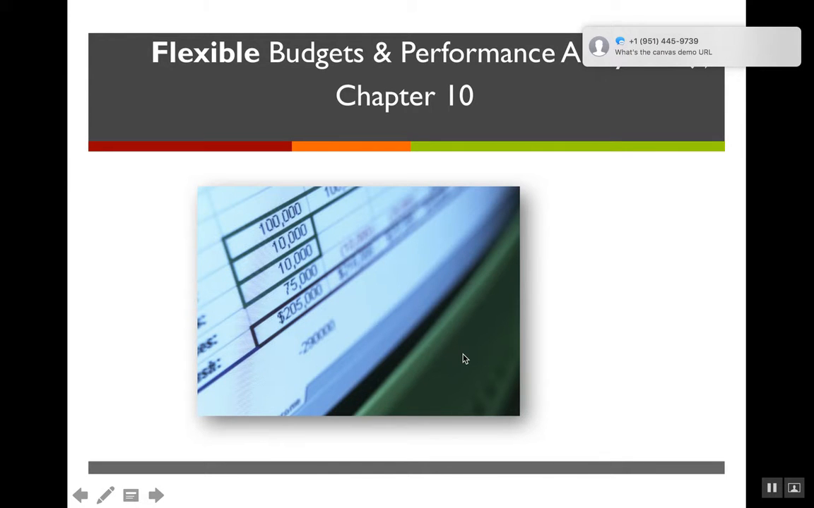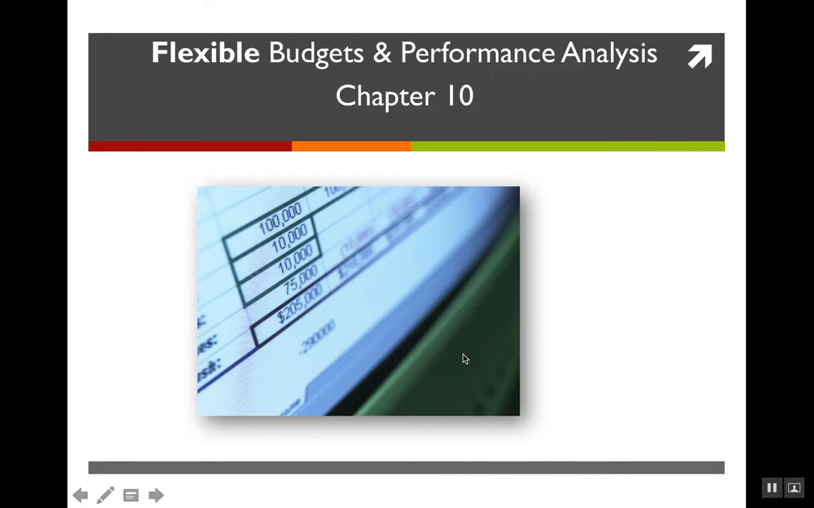Hi folks, this is the explanation in an abbreviated format for Chapter 10, which talks about the flexible budget. So if you remember from Chapter 9, we had a master budget that we created. You could look at this as something that you would do at the beginning of the year to estimate based on how many sales you're going to have, how much production you need, how much cash you need on hand, how many workers you need, and so on and so forth.